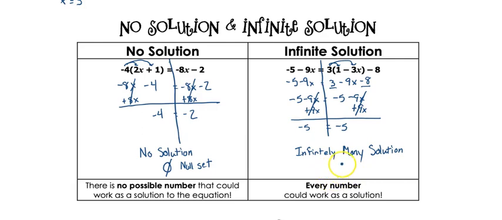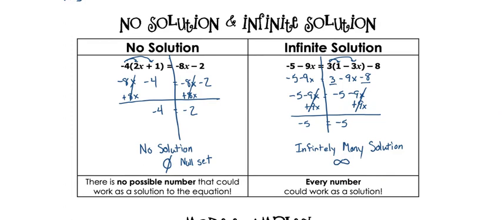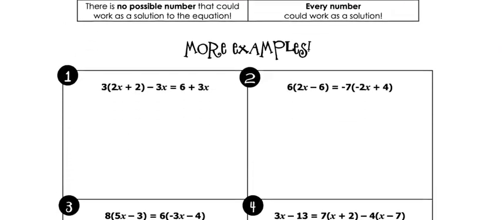It also gets its own symbol. You will often just see the infinity sign. All right, let's take a look at just a few more examples so we can see the difference between one solution, no solution, and infinitely many.